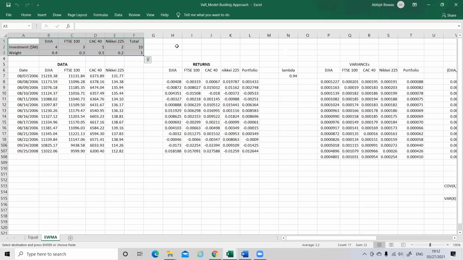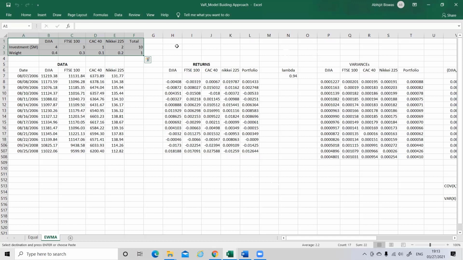4 million in Dow Jones, 3 million in FTSE, 1 million in CSE, and 2 million in Nikkei. Total $10 million, right? So what is the weight for Dow Jones? That is 40% or 0.4. For FTSE, it is 0.3. For CSE, it is 0.1. For Nikkei, it is 0.2. So naturally, the total weight will be equal to 1.